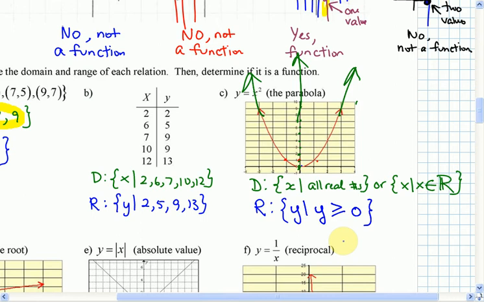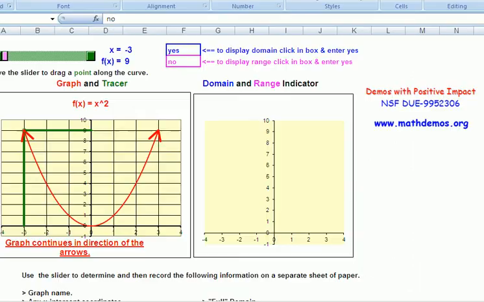Now, to hopefully solidify this concept for you, I'm going to show you this little program here. See this function, right? This is my parabola function. What I'm going to do is, as I move the tracer, it's going to graph out things along the x-axis to describe the domain. You see I put this as yes. Okay, so display domain. Watch what happens when I move this. As I move this, do you see what's happening? It's tracing out all the possible x values of this graph.